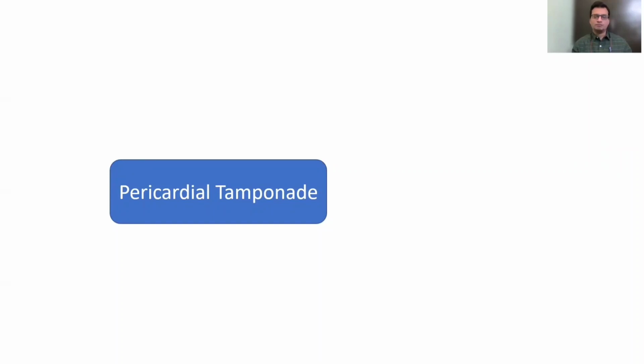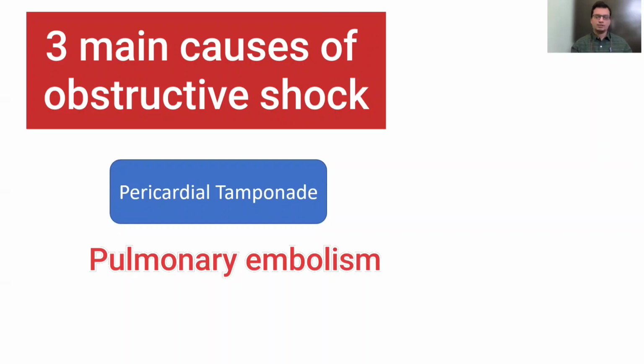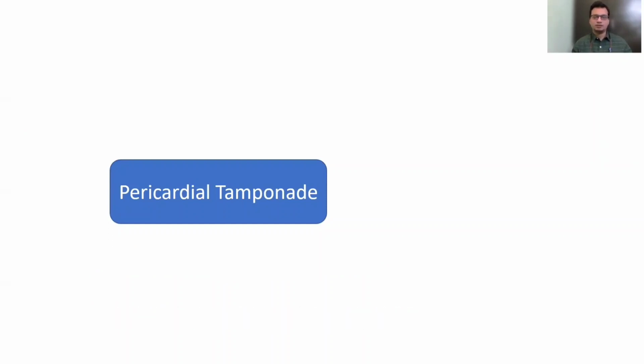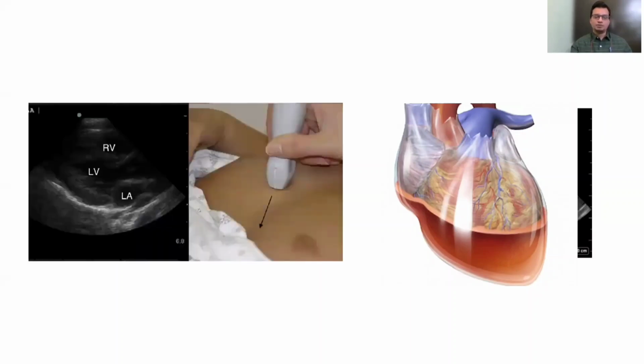Now, the first step in this protocol is to rule out obstructive shock. There are three main causes of obstructive shock: cardiac tamponade, pulmonary embolism, and tension pneumothorax. Cardiac tamponade is a critical condition that occurs after sudden and or excessive accumulation of fluid in the pericardial space that restricts the appropriate filling of the cardiac chambers.